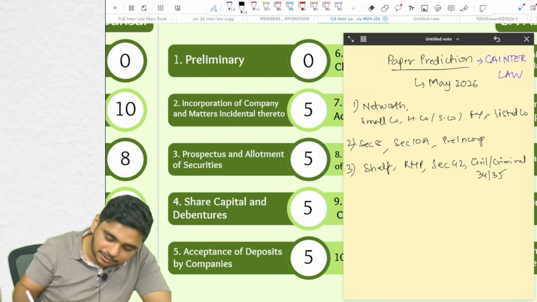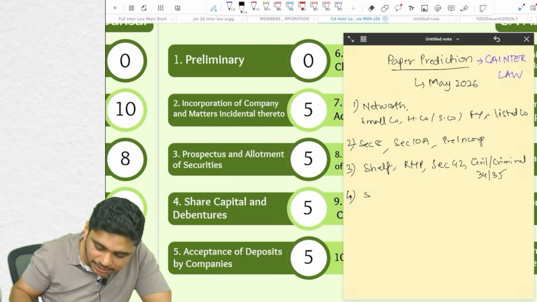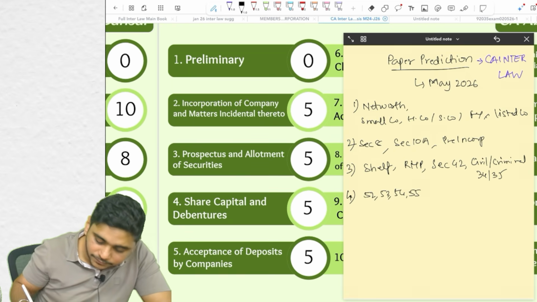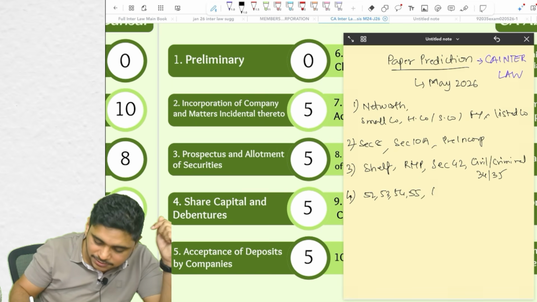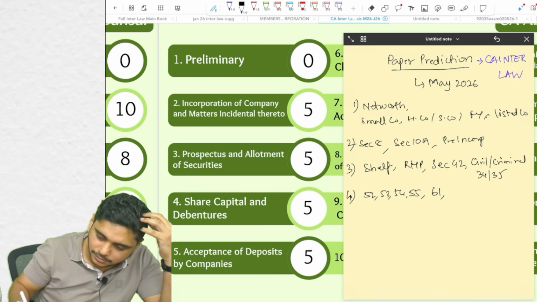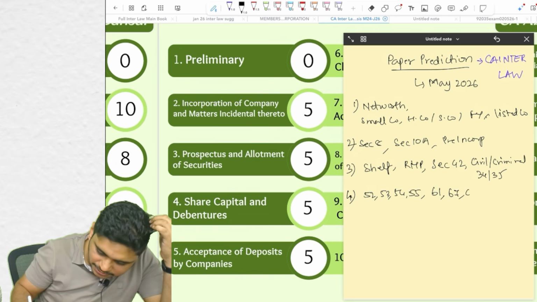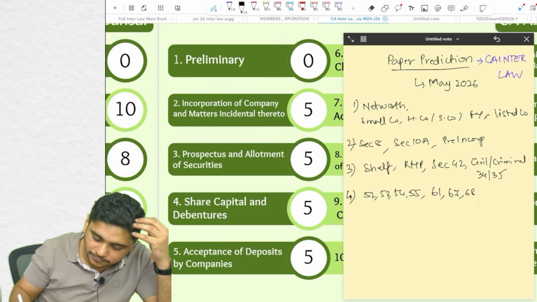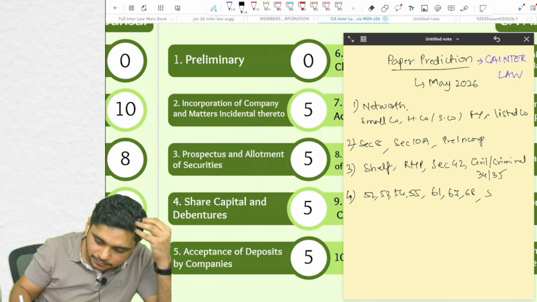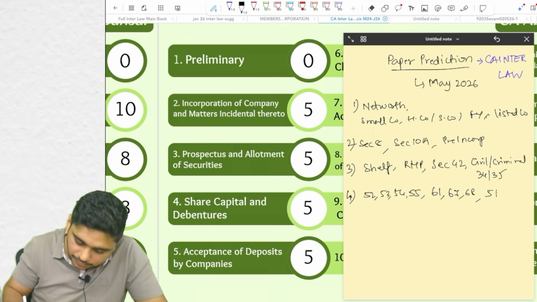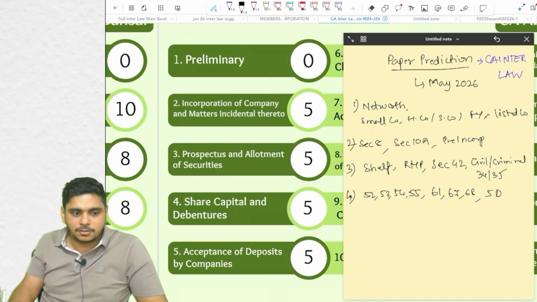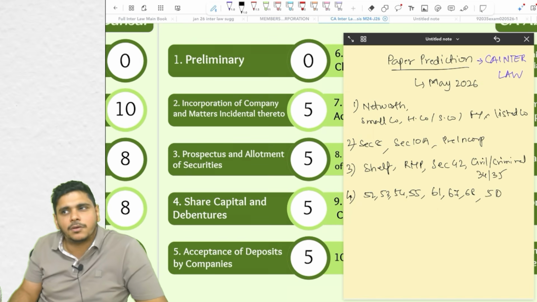This is the third chapter. In the fourth chapter, share capital, Sections 52, 53, 54, 55. Okay, do this very thoroughly. Then the alteration of capital clause, that is Section 61, 67, 68. Do this very thoroughly. And Section 50, calls in advance.